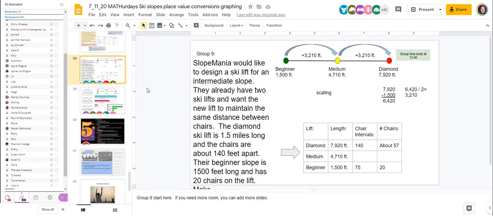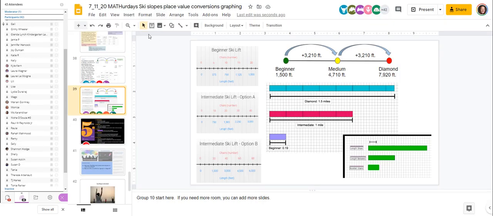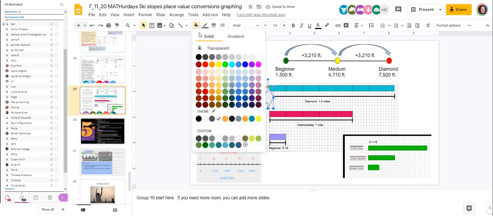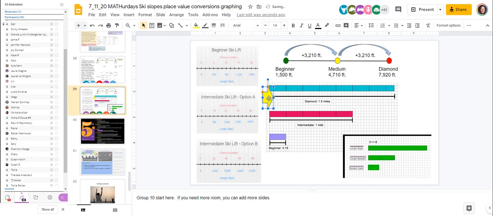All right, slide 39, we have some different representations here. And what we're going to do when we look at these representations is really focus on where could the intermediate be? Where is its location on this? And we are going to start off with the turquoise, pink, and purple one. So if you did this one, can you tell us what your choices could have been for the pink? Where could this one be, and how do you know?